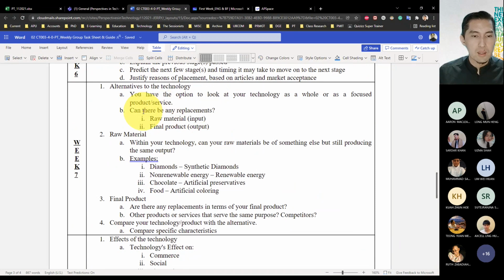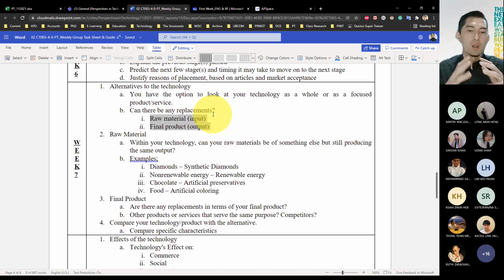1B and 2A. All right. So can there be any replacements? As you can see here, the raw material and final product that I've listed here are point number 2 and number 3, basically. Can there be any replacements? Because when you're looking at an alternative or replacement to your technology, your replacement can come from both ends, from the input side of it or from the output side of it.